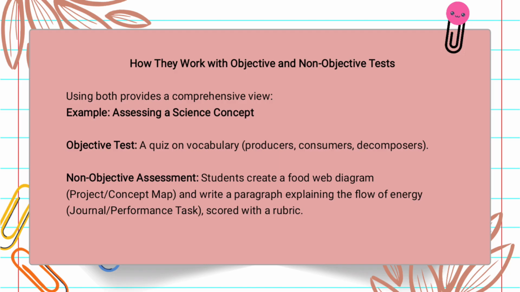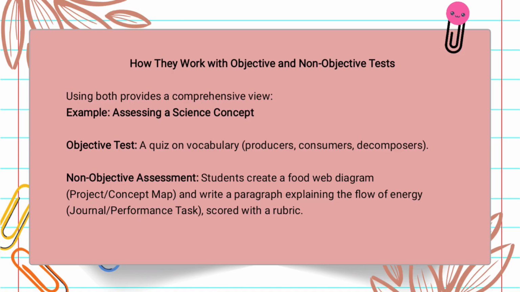How do they work with objective and non-objective test? When we say objective test, that is referring to paper and pencil test. And when we say non-objective, that is for non-paper and pencil test. So we have here an example assessing a science concept. For objective test or paper and pencil test, a quiz on vocabulary: producers, consumers, decomposers. So mostly it's all about recalling, memorizing, something like that. So that is an objective test.